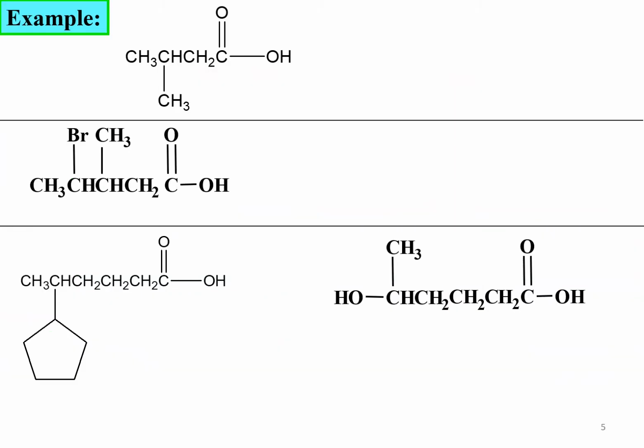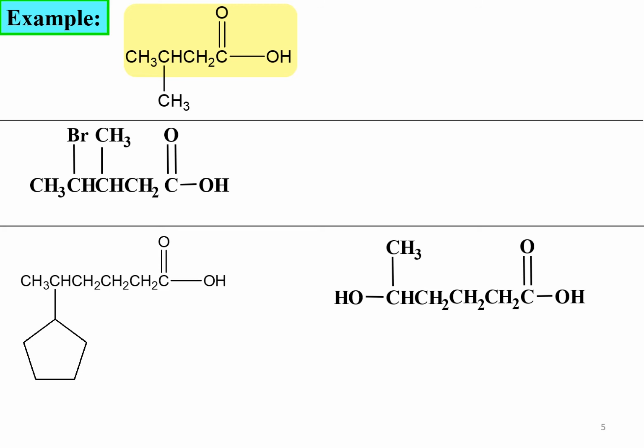Okay, look at the first example. Apply the rules given. You must select the longest continuous carbon chain with the COOH inside. The COOH carbon must be carbon 1. So this is the parent chain here.